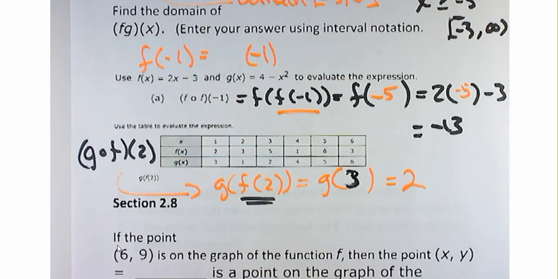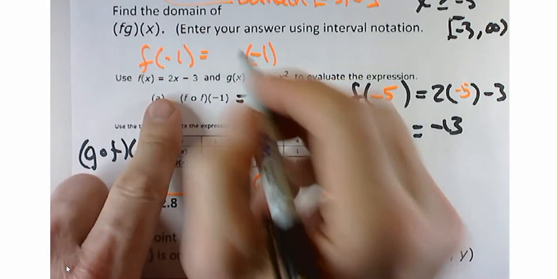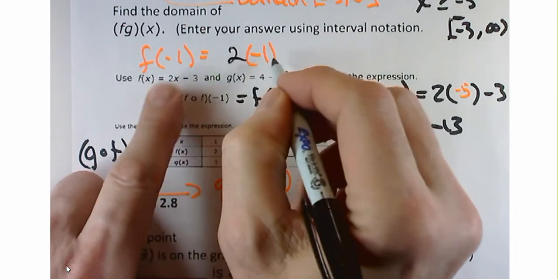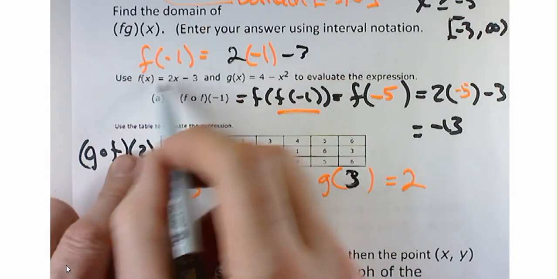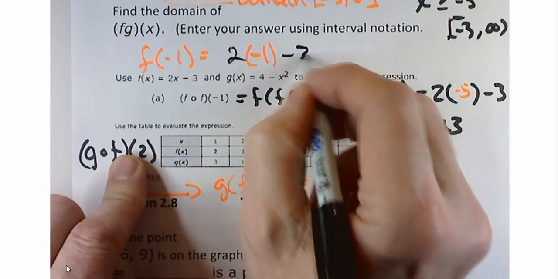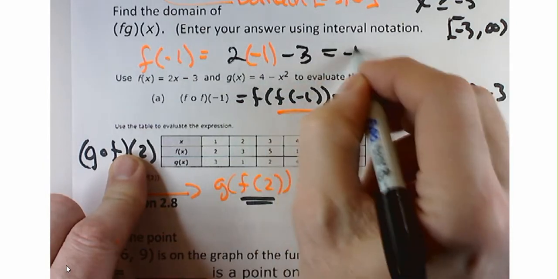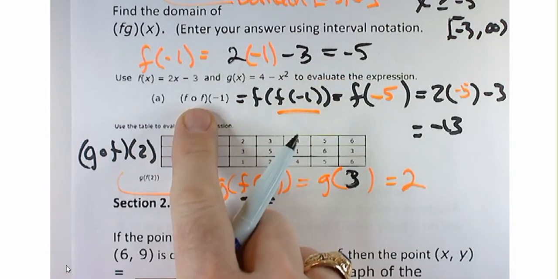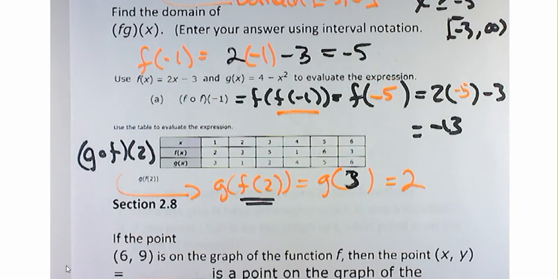So f of negative 1 from the previous one is going to be 2 times negative 1 minus 3. So you're plugging in the negative 1 into the function for x. Oh, and then use that solution and plug it in again? Yeah. This is what's called an iteration. You're doing the same thing again and again. So like your graphing calculator is good at doing iterations if you set it up the right way.